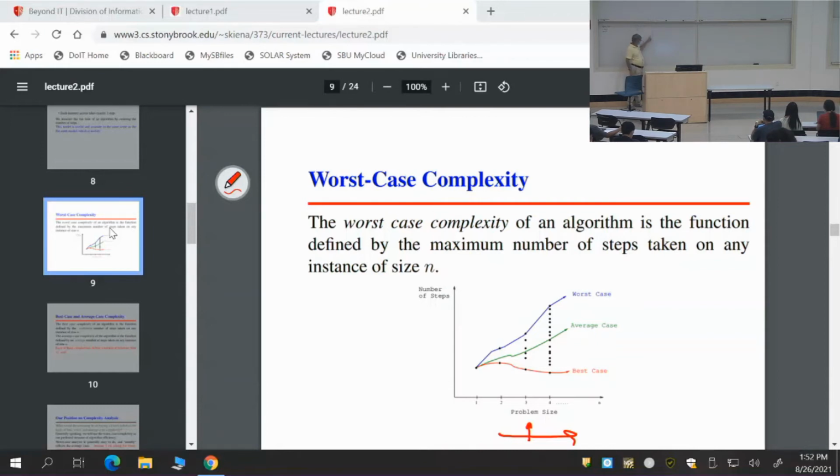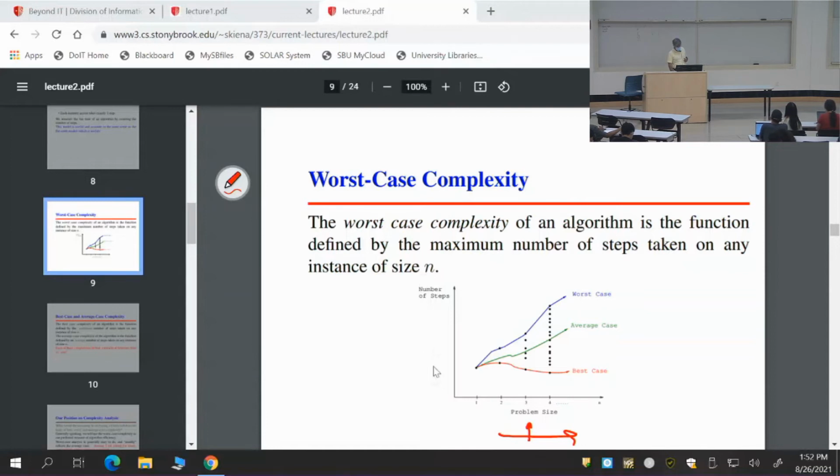There are n factorial different arrangements of the input. It's quite possible that D, C, B, A might take more steps than A, B, C, D. Does everybody agree with that? Depending upon your algorithm. This is a graph where the x-axis is the size of the problem.